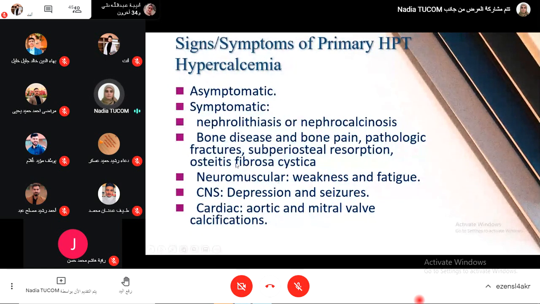We can summarize the signs and symptoms of hyperparathyroidism.